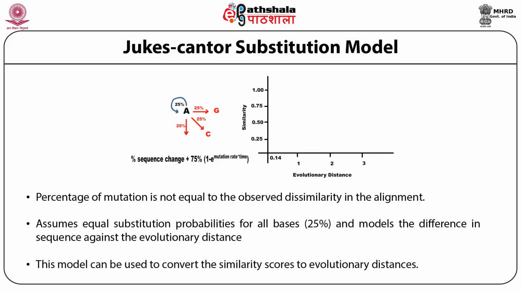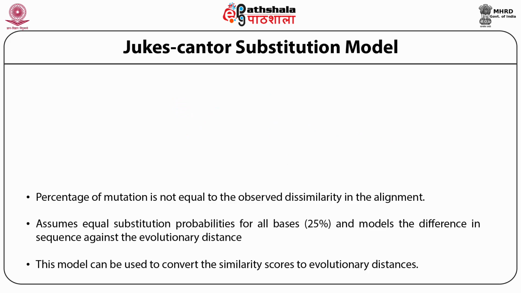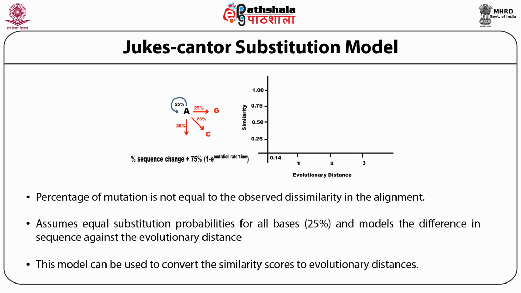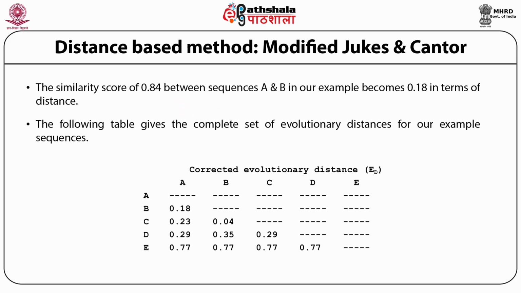So this model can be used to convert similarity scores to evolutionary distance. This Jukes-Cantor substitution model is one of the very simplest models that can be used for calculating evolutionary distances. There are several other models, like Kimura's model, etc., based on which the evolutionary distances can be estimated from the similarity indexes. Distance based method: modified Jukes-Cantor. The similarity score, as explained in the previous slide, 0.84 between sequences A and B in our example becomes 0.18 in terms of evolutionary distance. Similarly, the evolutionary distance matrix can be constructed from the similarity matrix.